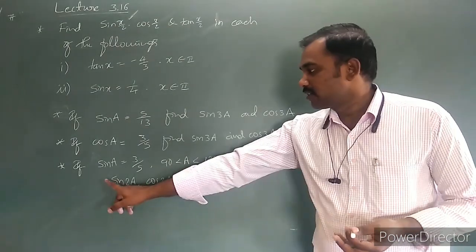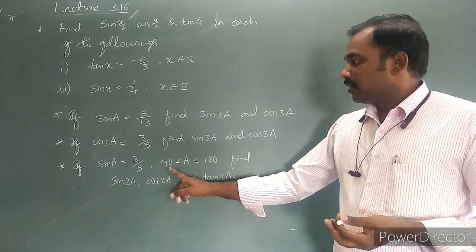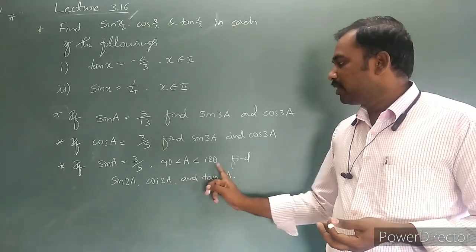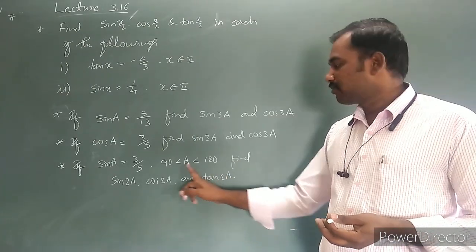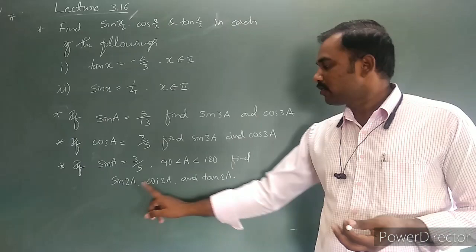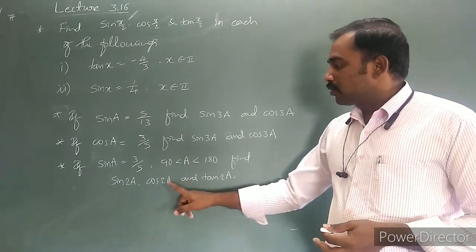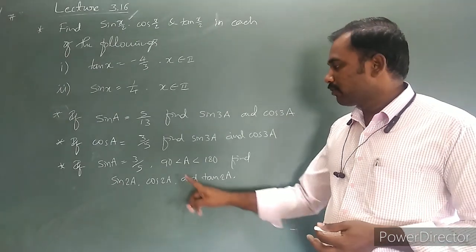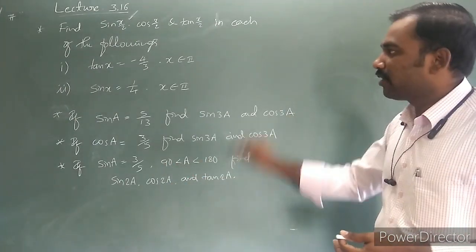And apart from that, this type of problem is also there. If sine A is a given value, where angle A lies between 90 and 180, that is, 90 is less than A is less than 180, that means A belongs to the second quadrant. In this case, find sine 2A, cos 2A and tan of 2A. Here, 2A belongs to which quadrant? We have to find it, so multiply by 2 here. Then we will get the required answer.